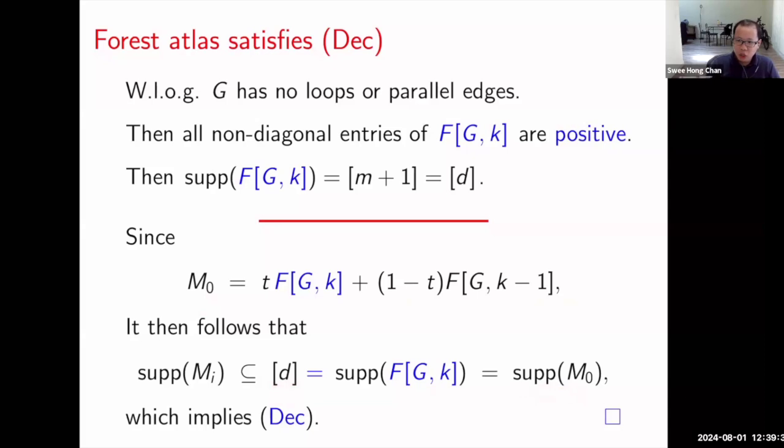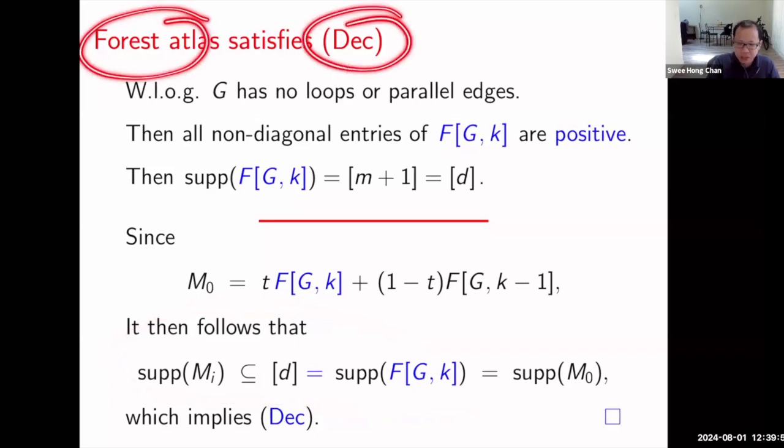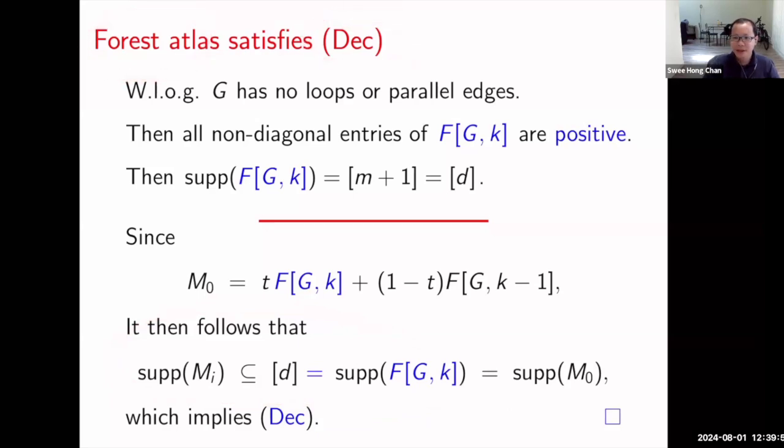And for Mi, the children, we don't know what the support is. It can be equal to D. It can be a bit less than D, but it's always less than or equal to the whole thing, right? You cannot have more support than the whole set. That is how we know that this forest atlas satisfies the decreasing support. Okay. Any questions so far for this one?